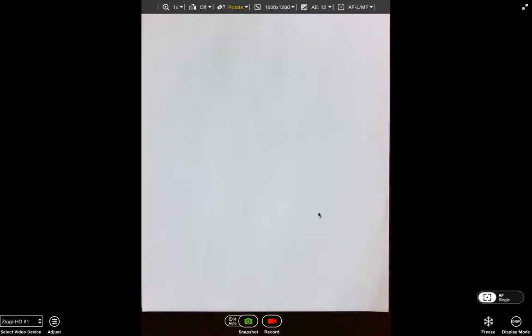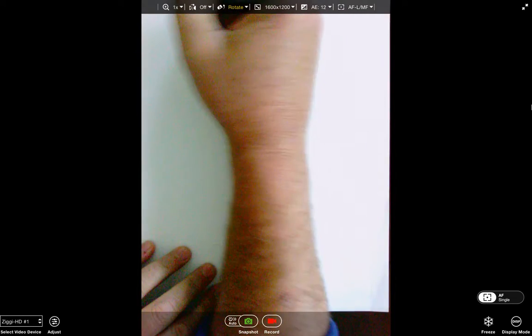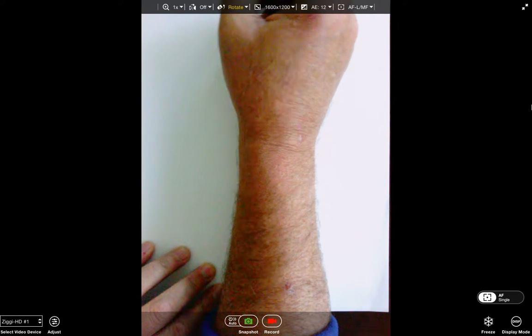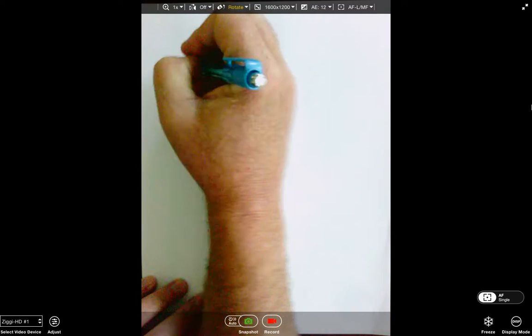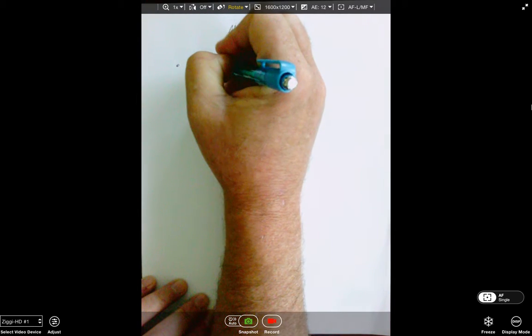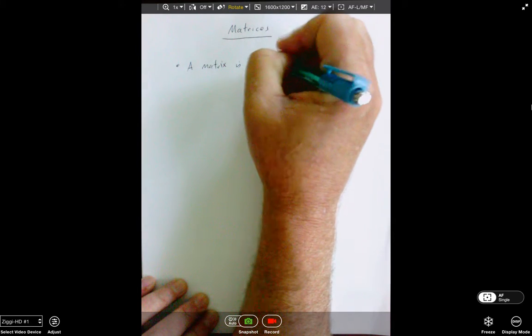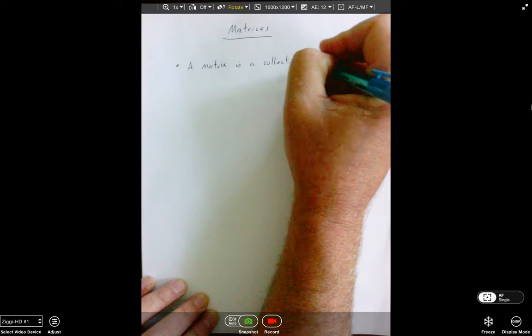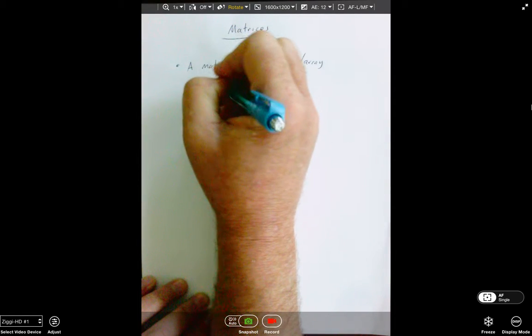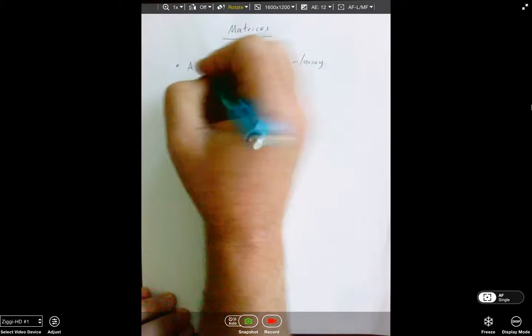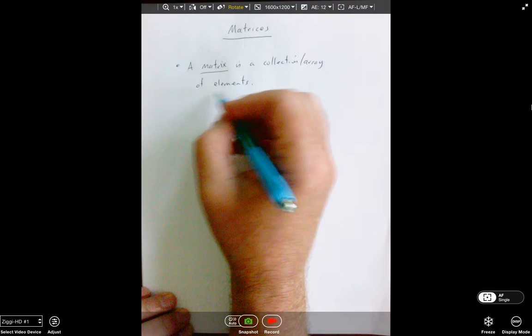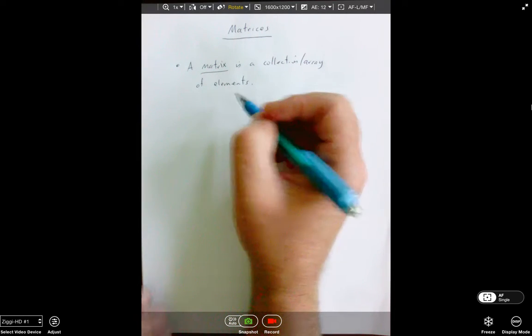Let me show you another way of doing these types of problems. Called matrices. Now, a matrix is a collection or an array of elements. This matrix collection of elements, and guys, when I say elements, I'm just being math geeky here. Usually our elements are numbers.